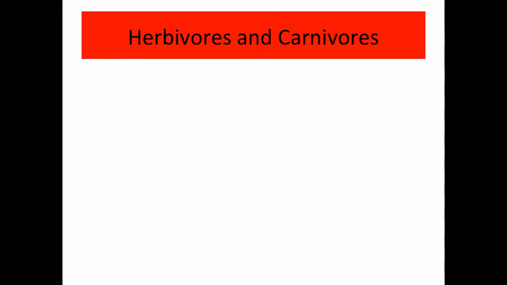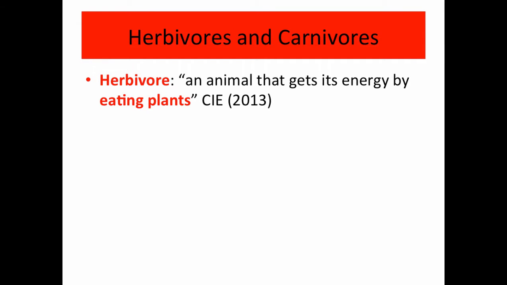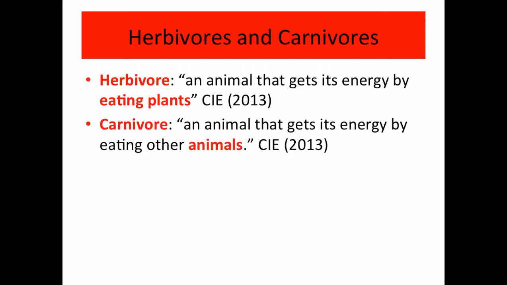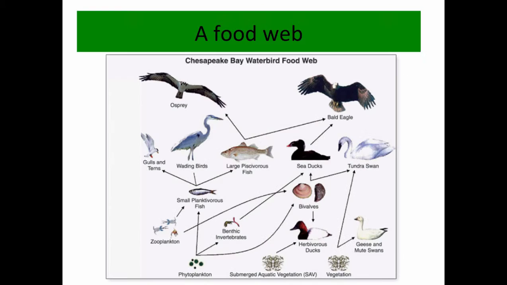So, this lesson is going to focus basically on learning a lot of vocabulary. First one is the difference between herbivores and carnivores. You should probably know this already, but let's recap it. Herbivores are animals that get their energy by eating plants, and carnivores are animals that get their energy by eating other animals. So look at the food web here, see if you can identify herbivores or carnivores.